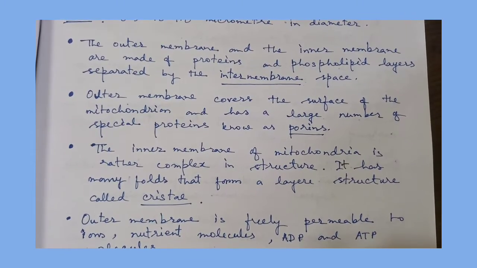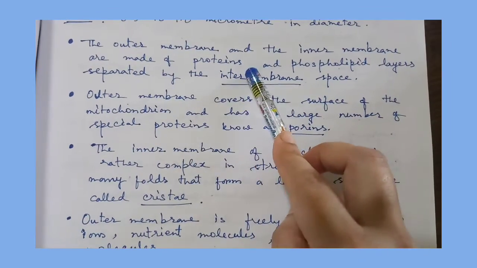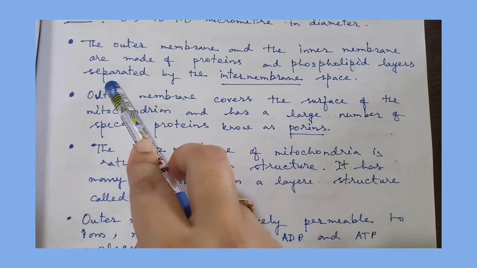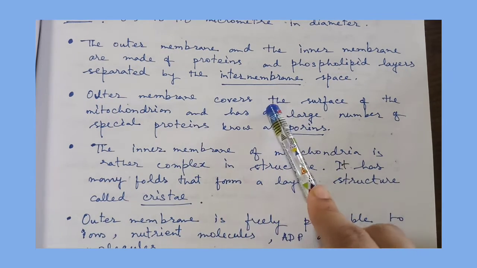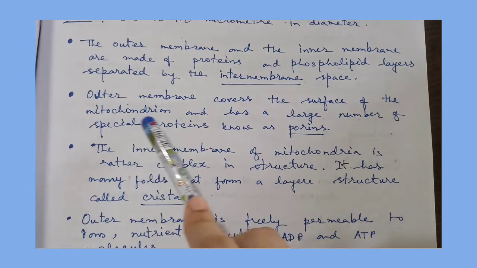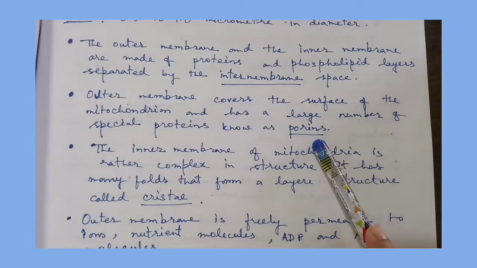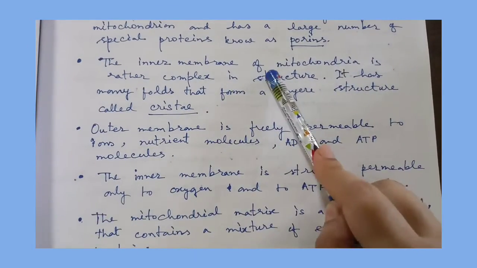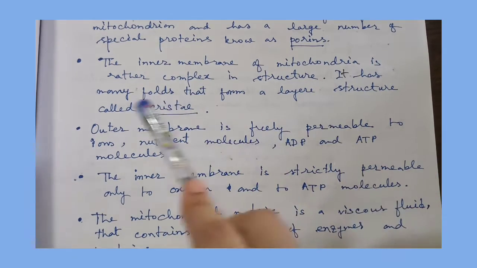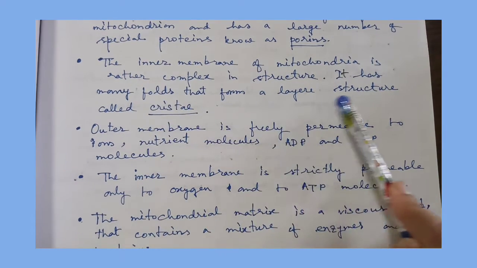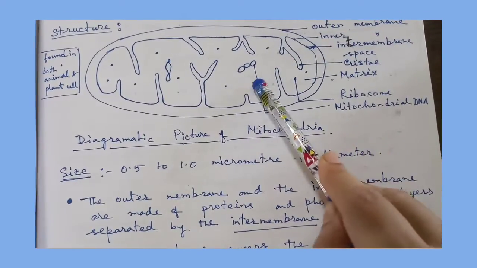Structure of mitochondria. The outer membrane and the inner membrane are made up of protein and phospholipid layers separated by the intermembrane space. The outer membrane covers the surface of the mitochondrion and has a large number of special proteins known as porins. The inner membrane of mitochondria is rather complex in structure. It has many folds that form a layer structure called cristae. Here is the structure of cristae.